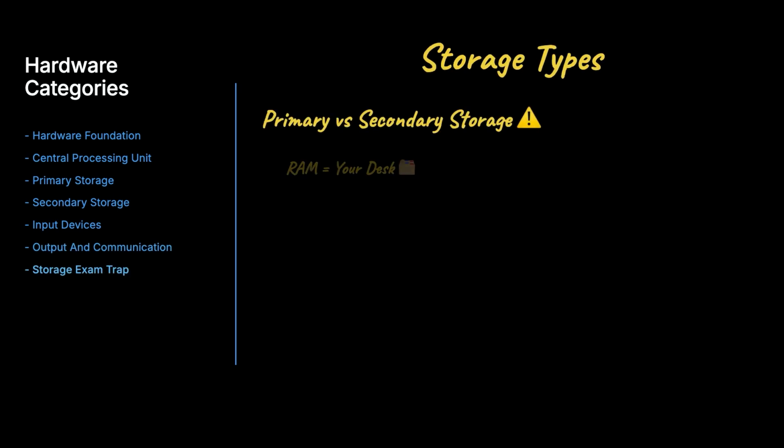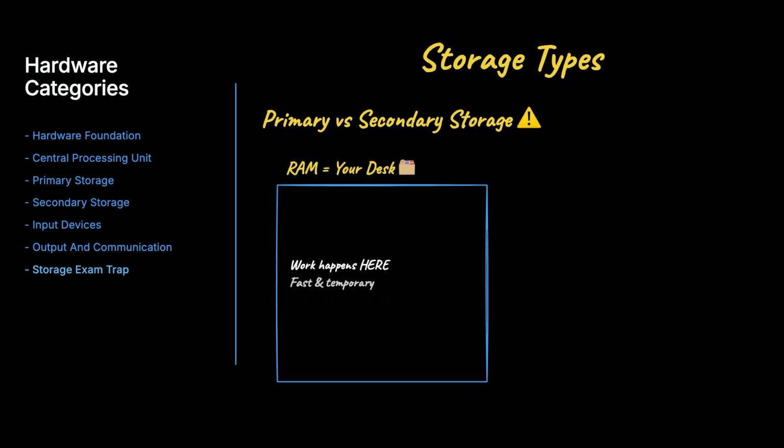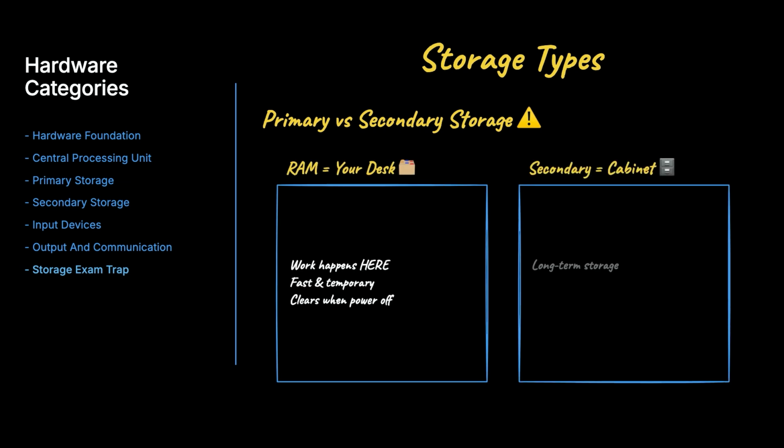Now, how does this appear on your exam? You will get a scenario and be asked to name the category. The classic trap is mixing up primary and secondary storage. Remember it this way: RAM is your desk where you work right now, but which clears each night. Secondary storage is your long-term filing cabinet.